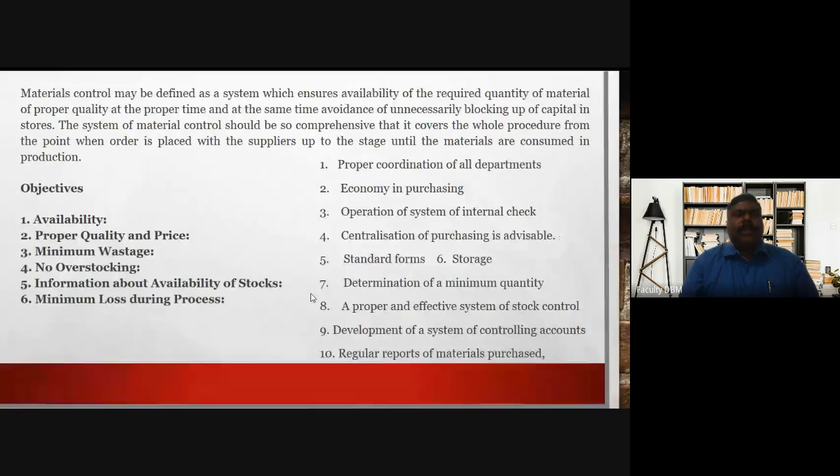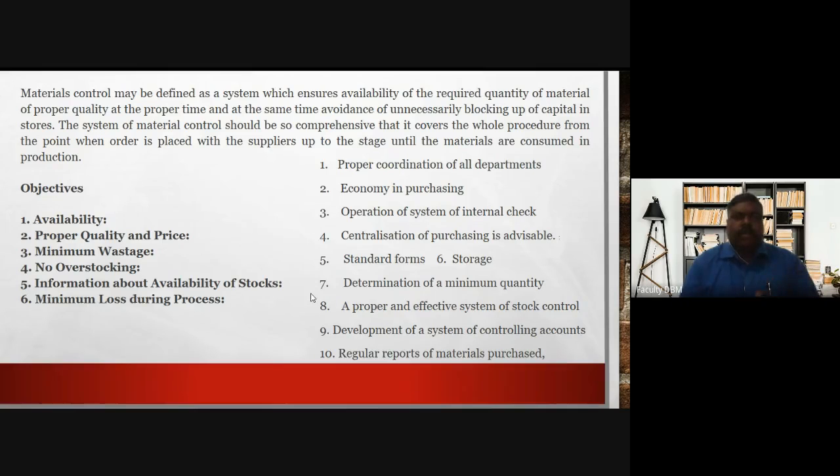It may be defined as a system which ensures availability of the required quantity of material of proper quality at proper time, at the same time avoidance of unnecessary blocking up of capital in stores. So the controlling mainly specifies that availability, we have to see that, and proper quality and proper time, without unnecessary things. It should be there in the stores.